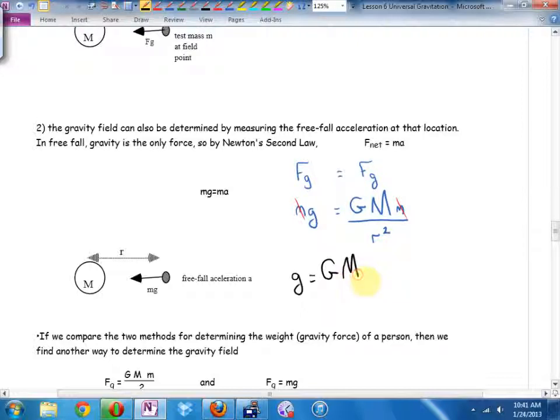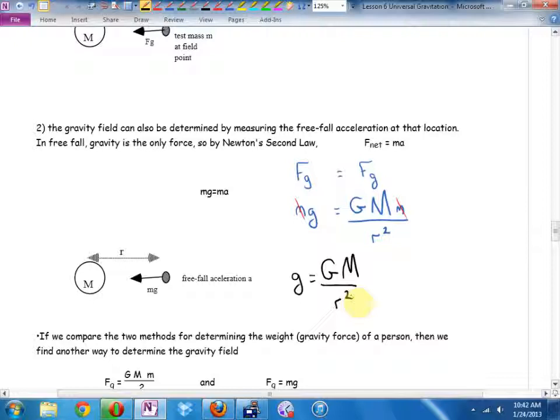times the mass of whatever planet, moon, Mars, whatever, divided by the radius of that planet squared. We can calculate the gravitational field strength of the moon by going G, 6.67 times 10 to the negative 11, times the mass of the moon divided by the radius of the moon, squared. We can calculate the gravitational field strength of Mars the same way. And we needed all of those before we started sending probes there.